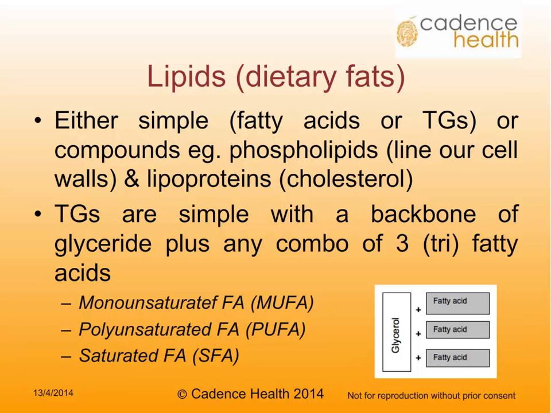So you might have a triglyceride that has 2 monounsaturated fatty acids and 1 poly. That might be something that you would find in a relatively unsaturated fatty acid product such as olive oil. Or you might have something that has 3 saturated fatty acids that comes from a food that is largely made of saturated fats, such as coconut oil, for example.